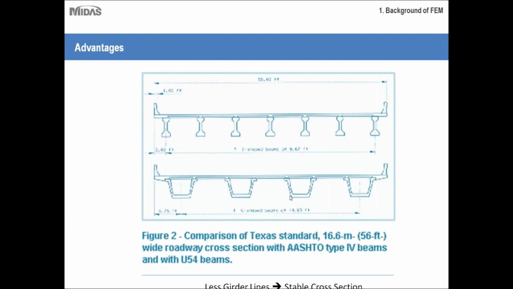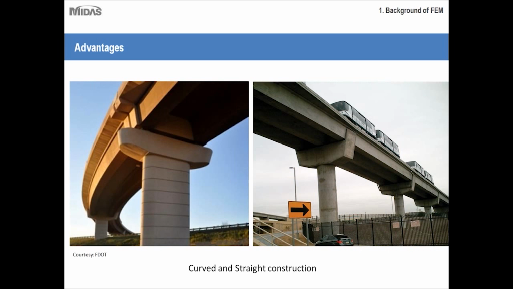So as you can directly see from here, this type of section reduces the number of girder lines, and that means the entire cross section will be much more stable. It will not be very flexible, and therefore it is much easier to handle and erect for longer spans. So it enables you to get fewer girder lines and therefore a stable cross section. Then it can be used for curved bridges as well as for straight bridges.